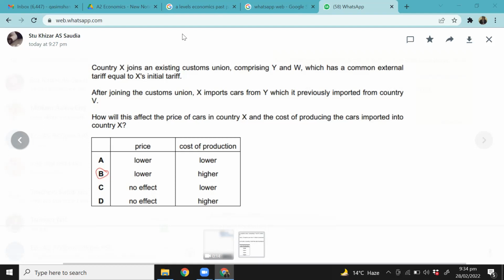Won't being part of a customs union cause extra import from Y without any tariff? Free trade, won't the prices be lower? Right, I'll explain why. Yeah, Azwan, that's correct. You are asking the right question, but I'll tell you why that is the case. It's more like a language problem rather than something else. I'll explain why in case that option is correct, which I'm not sure yet.